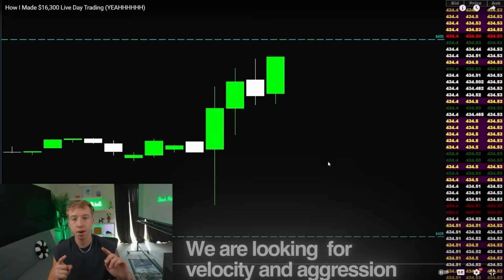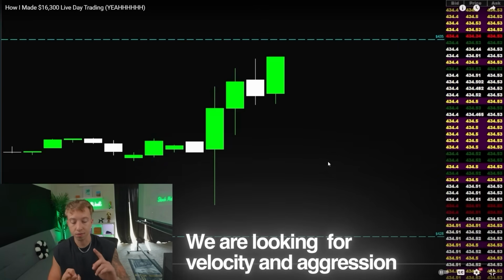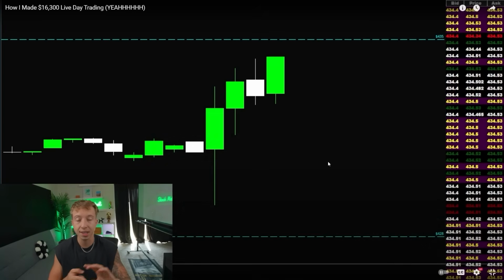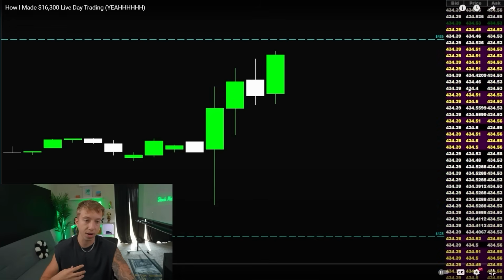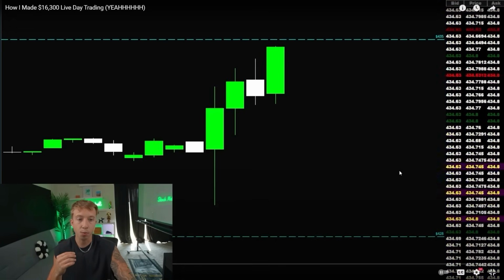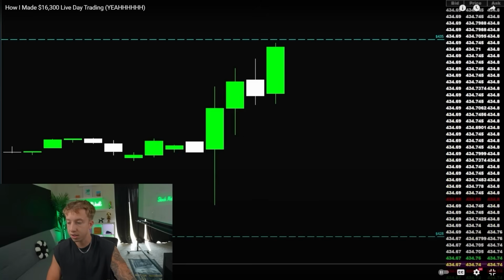Now, what we're looking for is the velocity. We're looking for the aggression on the time of sales. We already have the nice price action. We already have the key level there. We're waiting for this 435 to break. So velocity is there, right? We're getting a lot of orders coming in. You guys can see that this is speeding up. Now we're getting that aggression, right? See how this kind of just jumped up to there?